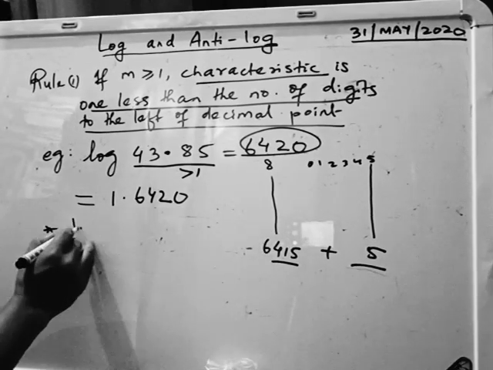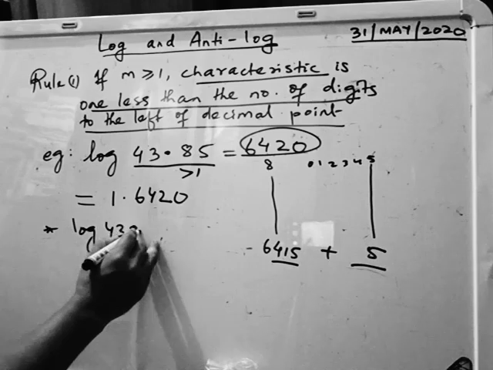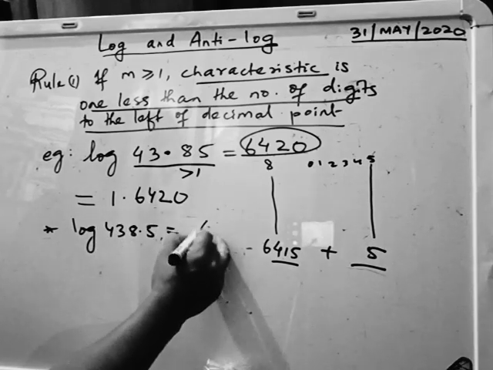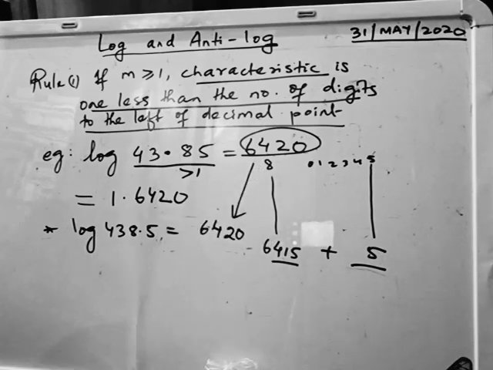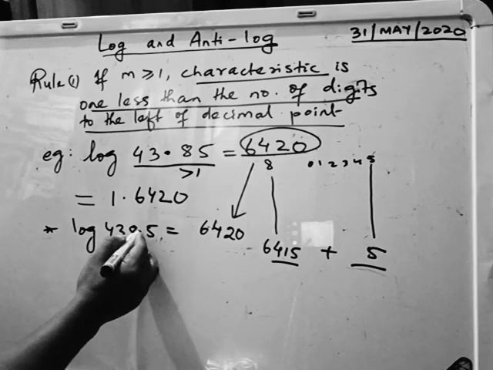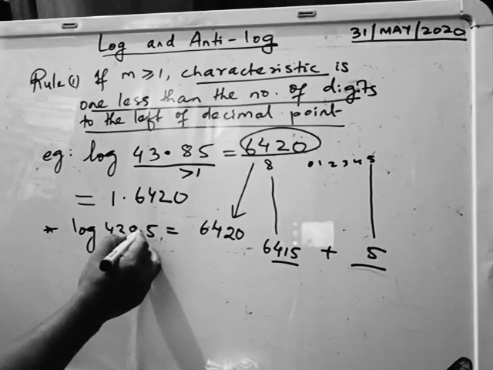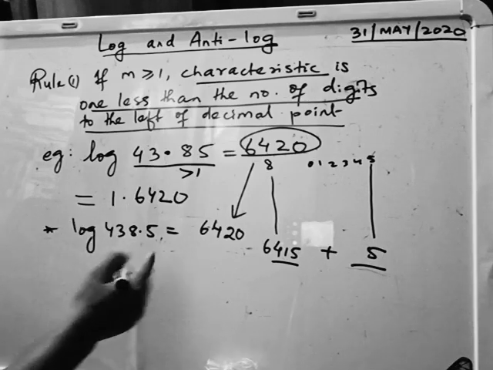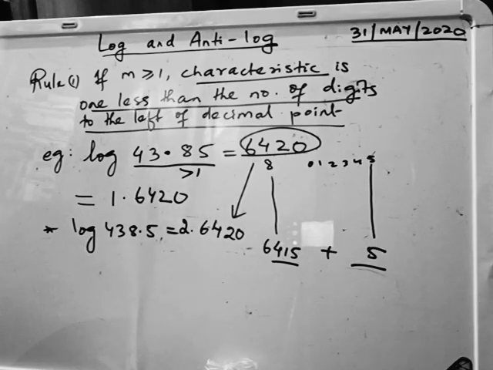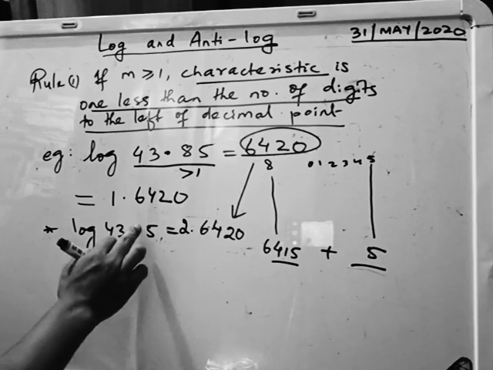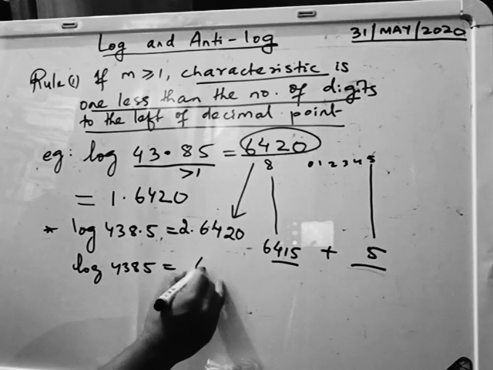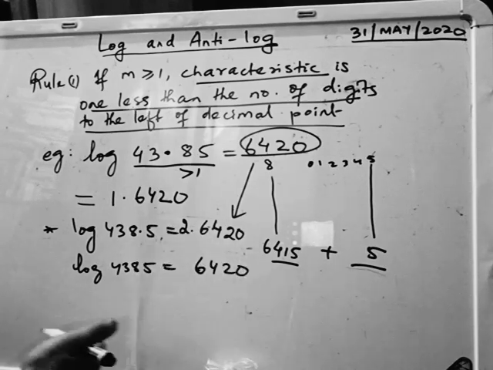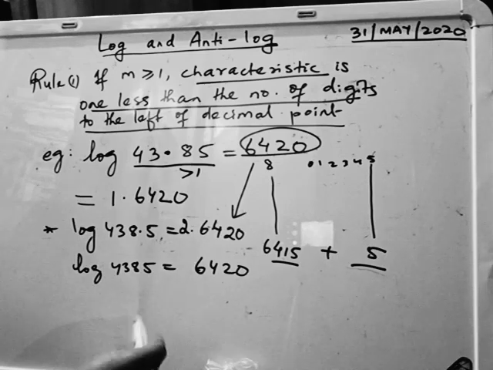And if suppose we are to find log 438.5, here the log value according to the table we have is 6420, the same number, and the characteristic must be 1 less than the number of digits to the left of the decimal point. To the left of the decimal point we have 1, 2, 3 digits. Minus 1 means 2. So 2.6420. And if we are about to find log 4385, here 6420 will be the same again, but the characteristic will be different.